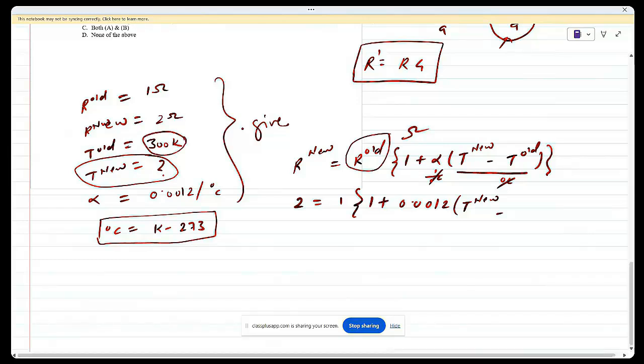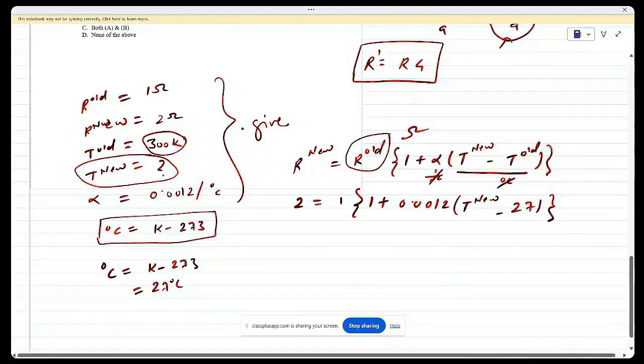Now calculate the degree centigrade counterpart. Degree centigrade is equal to Kelvin minus 273. So 300 minus 273 is 27. So it is 27 degree centigrade. You can write here 27. Now solve this particular equation for T new. So 2 is equal to 1 plus 0.0012 inside the bracket T new minus 27. Then 2 minus 1 upon 0.0012 plus 27 will be T new.